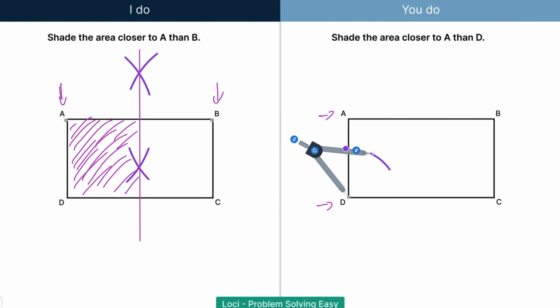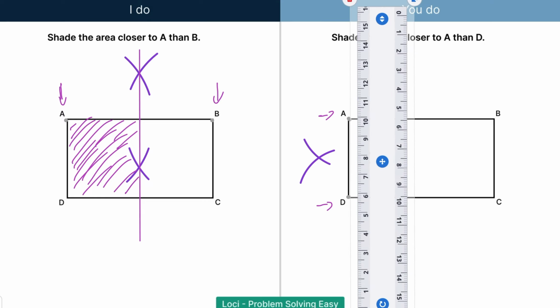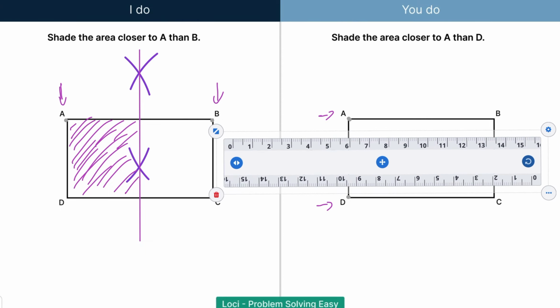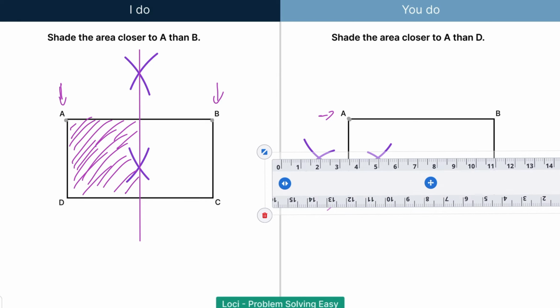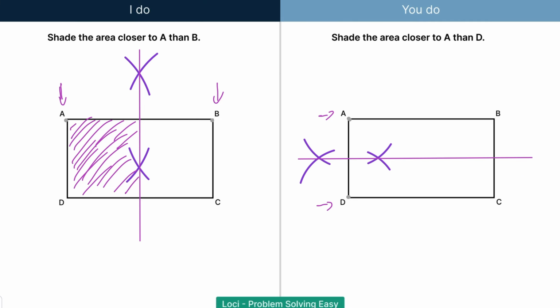Perfect. So draw my little curve here. Rotate that back up. Draw my little curve here. And then take it there. And the exact same thing here. Draw my curve there. Bring it down. Oh, no. Draw my curve here. Now I can get rid of that. Now I can bring in my ruler. And what I've done by doing this is I've perfectly bisected, and bisected just means cut in half. I've perfectly halved that. So draw a straight line through there. Now I can get rid of my ruler. Now I've perfectly halved that, so it's saying shade the area closer to, I'll use a different color, A than D, so that would be that region there.